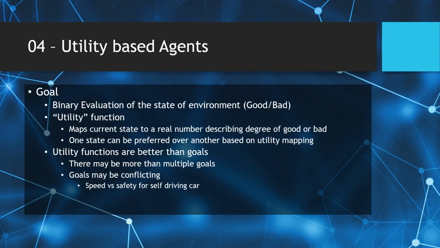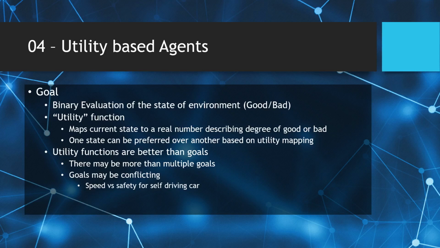And like mentioned before, goals aren't enough to generate high-quality behavior, and so utility functions are actually better than goals because there can be multiple goals and they can be conflicting. For example, there can be a goal of getting to the destination at a fast speed, but that contradicts the other goal of the agent, which could be the safety of the passengers.